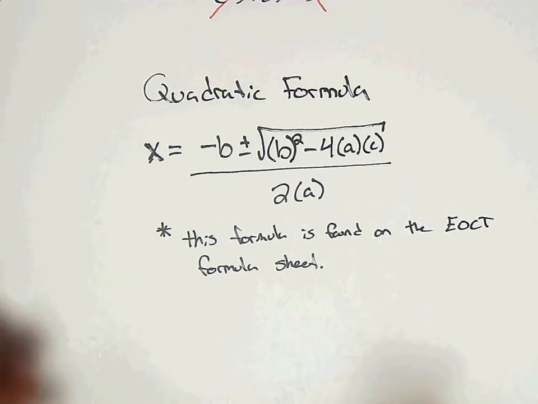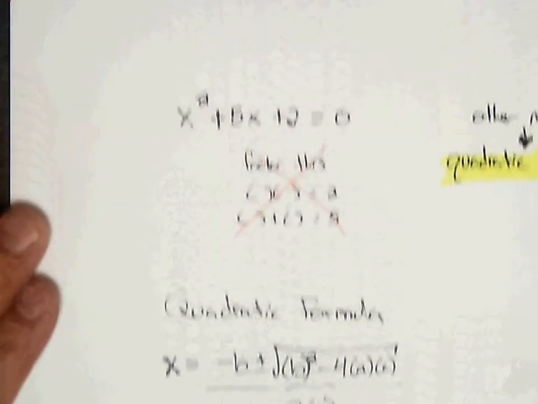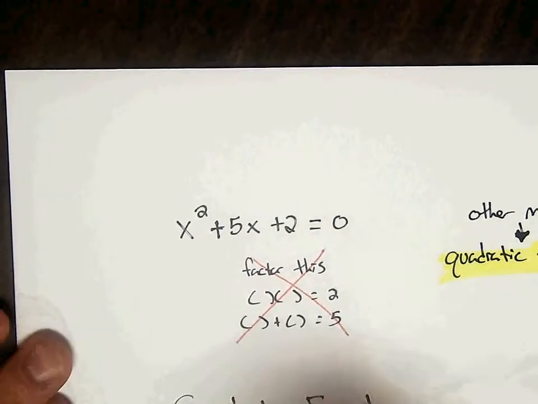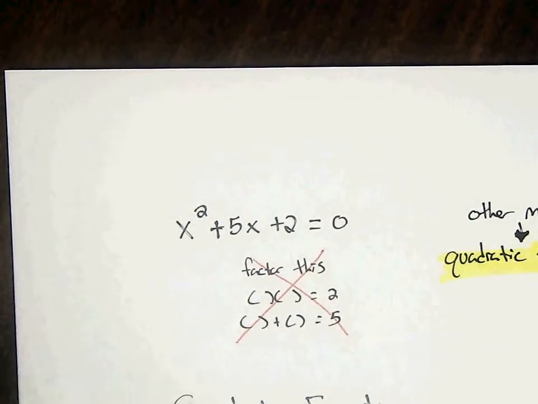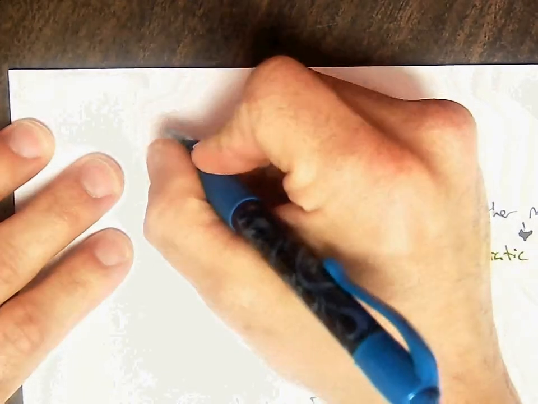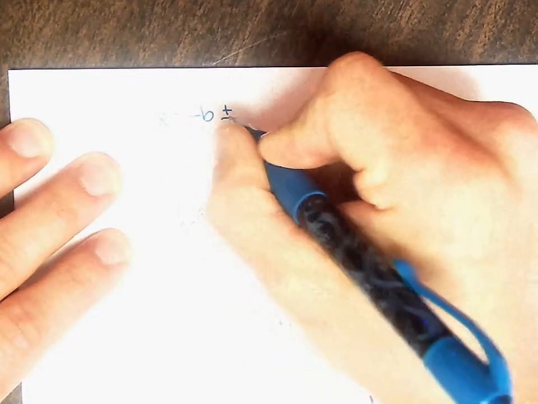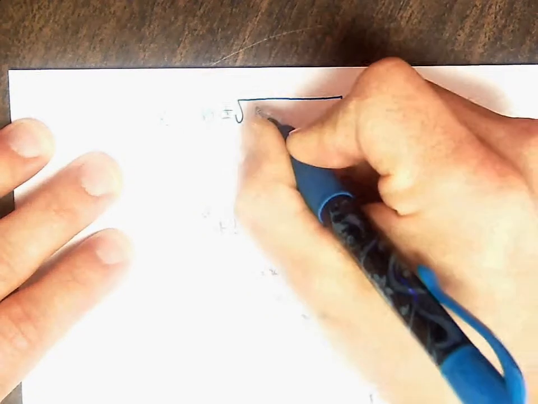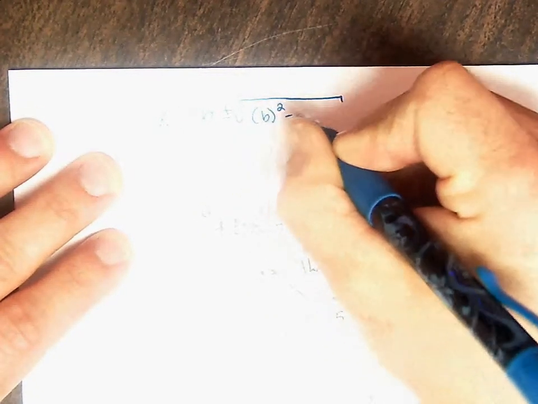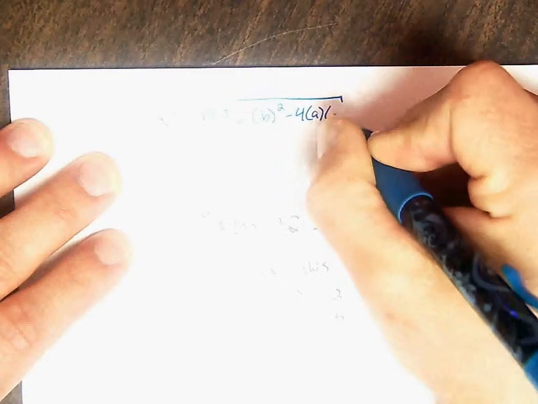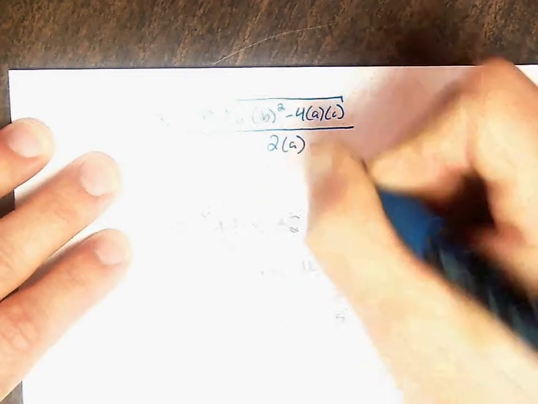So let's go back to our original problem that we have. We know we can't factor it. So how are we going to solve this? Well, we're going to use the quadratic formula. So let me write that down again. The quadratic formula is x equals opposite of b plus or minus the square root of b squared minus 4 times a times c all over 2 times a. Okay?